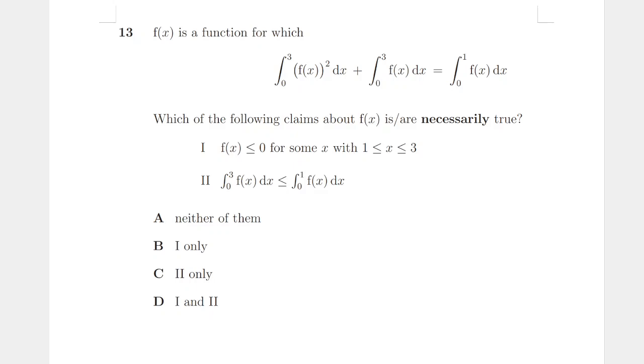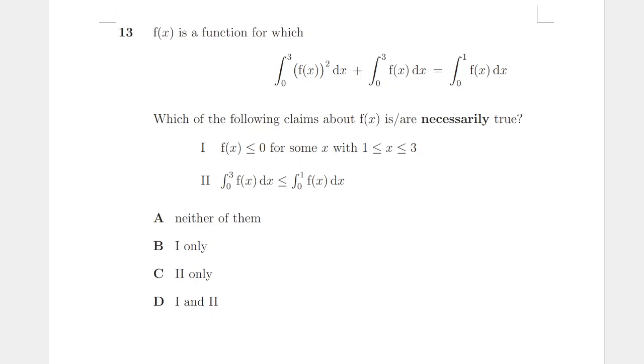Okay, 13. f(x) is a function for which the integral from 0 to 3 of (f(x))² dx plus the integral from 0 to 3 of f(x) equals the integral from 0 to 1 of f(x). Which of the following claims about f(x) is or are necessarily true? So we have two options.